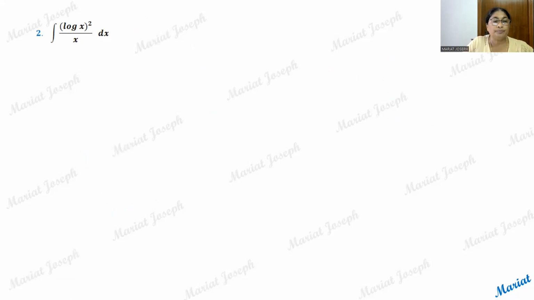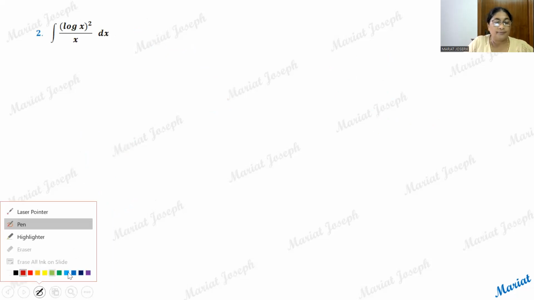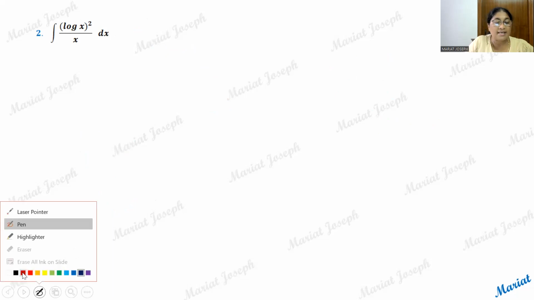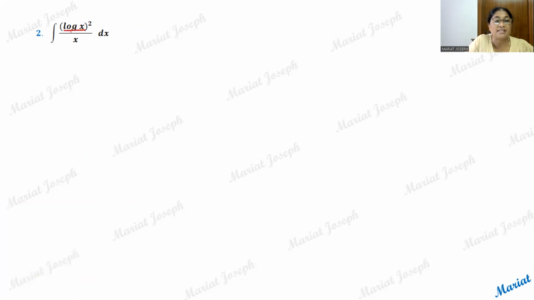Question number 2. Here we are going to take log x as the substitution. Don't take log x whole square. Take u equal to log x. The reason is its derivative is 1 by x, and you can see that 1 by x along with the dx is available here.